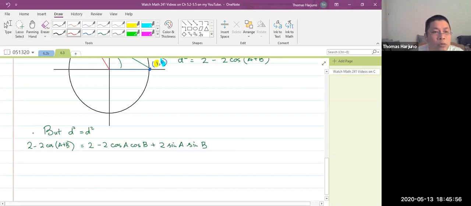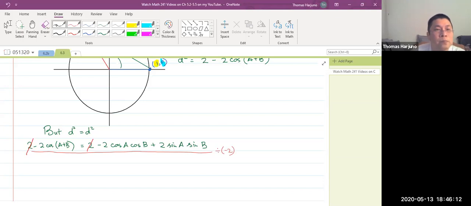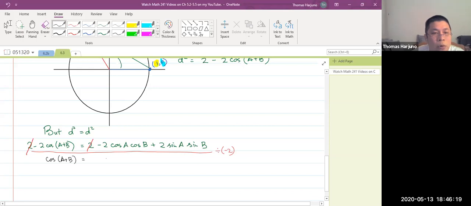Now then the 2 cancels. Let me divide by negative 2. So if I divide by negative 2, whatever is left over there, I will get cosine A plus B equals cosine A cosine B minus sine A sine B. That's the end of our proof.